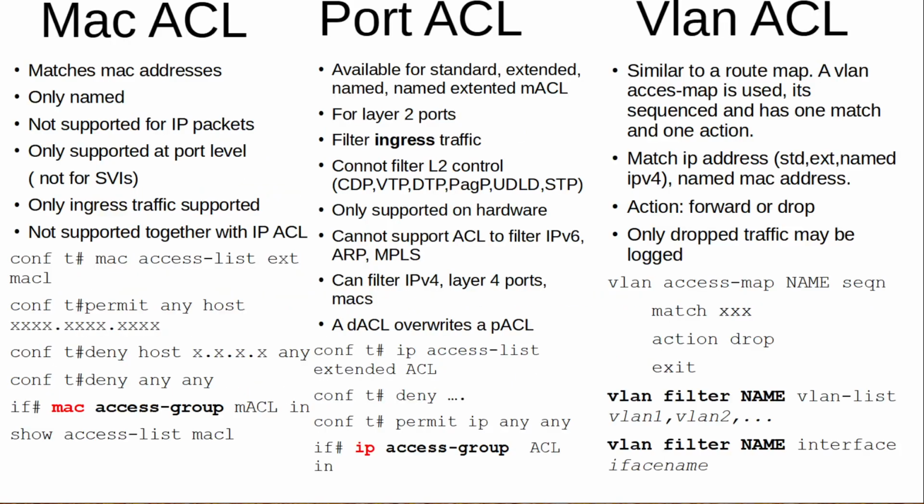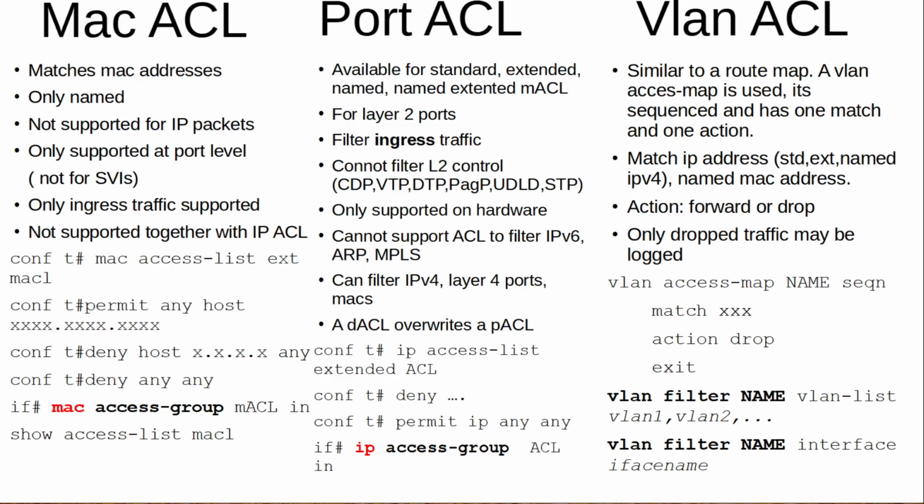So let's see the rules for each one. The MAC access control list can match MAC addresses. Only named access control lists are supported, not for IP packets. Only supported at port level, only for ingress traffic, and they cannot be run together with a port access control list in the same port. In order to configure a MAC access control list, you will use the command MAC access list, and you will apply it with MAC access group.